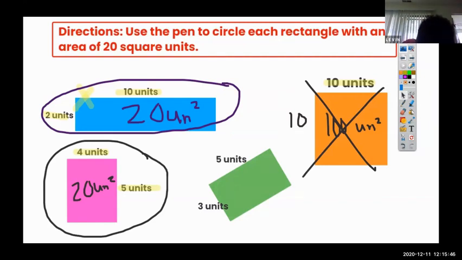Let's look at the green rectangle. This has a length of 5 units and a width of 3 units. When we multiply 5 times 3, 5, 10, 15, we get 15 units squared. Again, this is less than 20 square units, so this is not an example of a rectangle with an area of 20 square units. Again, finding areas of rectangles is a great opportunity for you to practice your multiplication fluency to determine the proper area units.